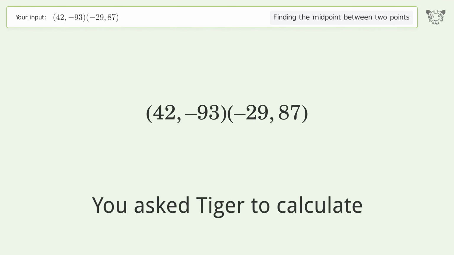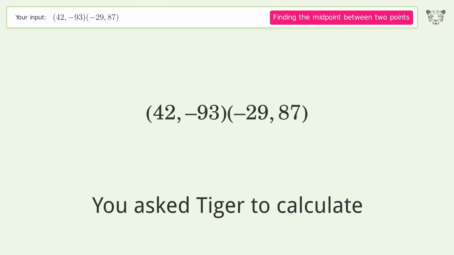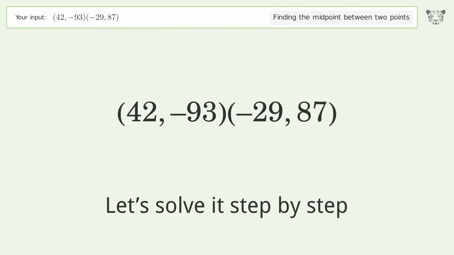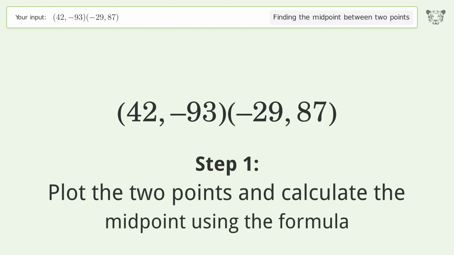You ask Tiger to calculate. This deals with finding the midpoint between 2 points. The midpoint between the 2 points is 6.5, -3. Let's solve it step by step. Plot the 2 points and calculate the midpoint using the formula.